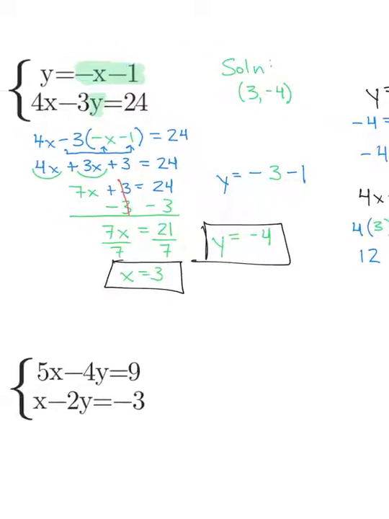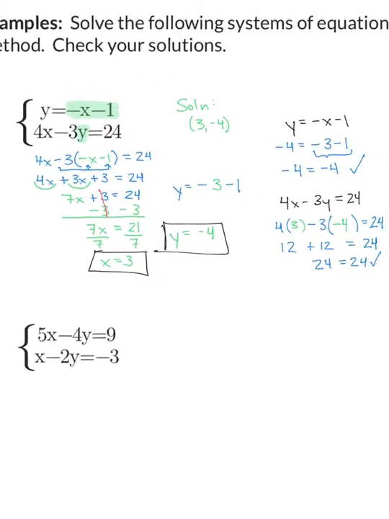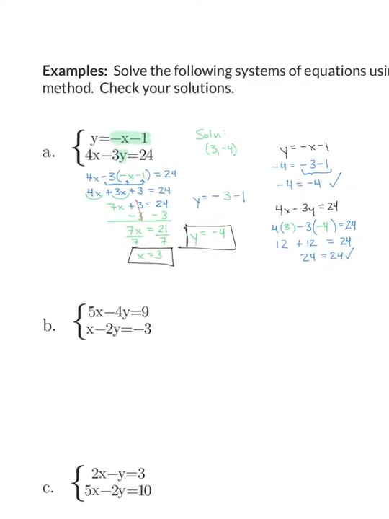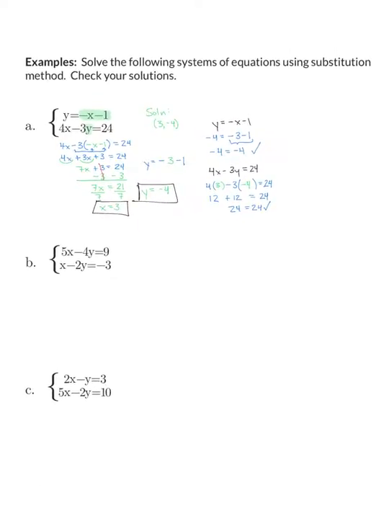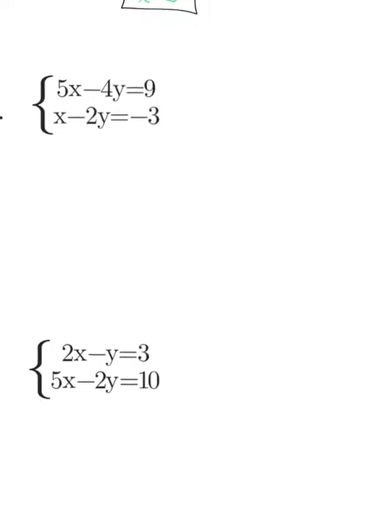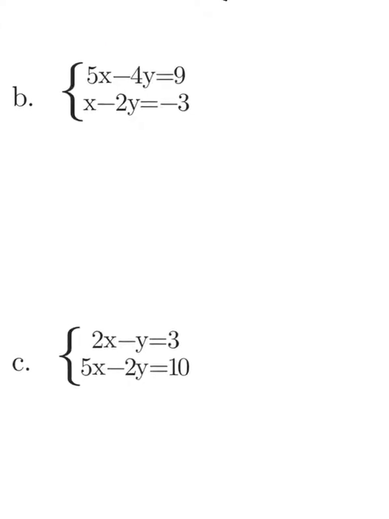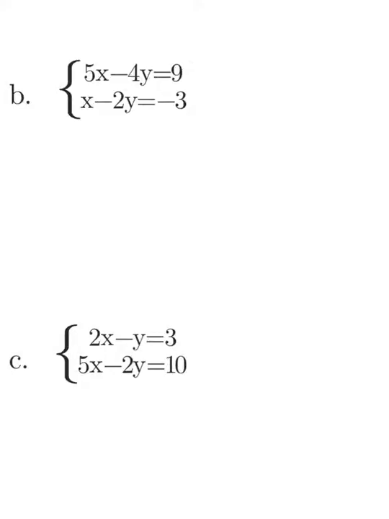Okay, so that's kind of a base case problem. So now let's go ahead and look at one that's going to be a little bit more involved. Let's go down to example B. So example B, we have 5x minus 4y equals 9, and x minus 2y equals negative 3.